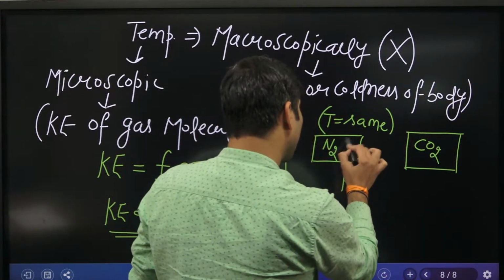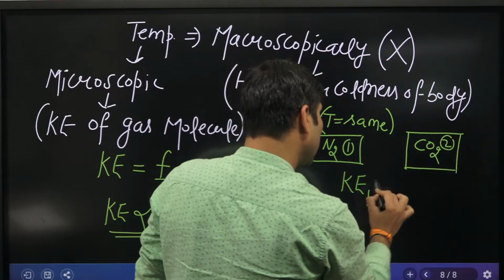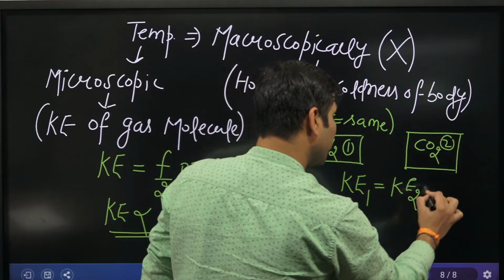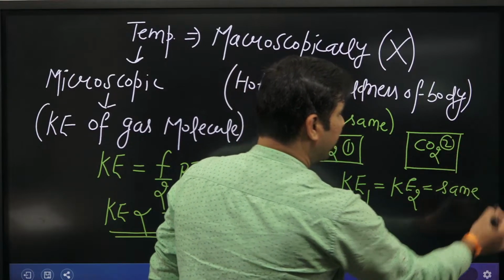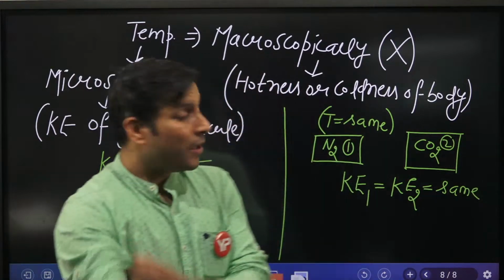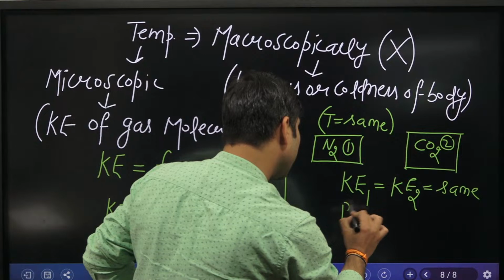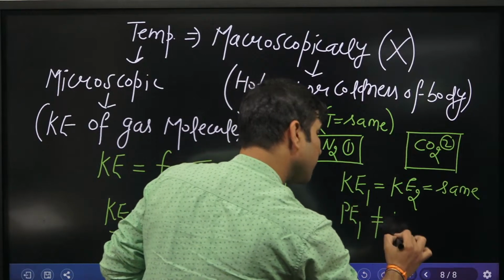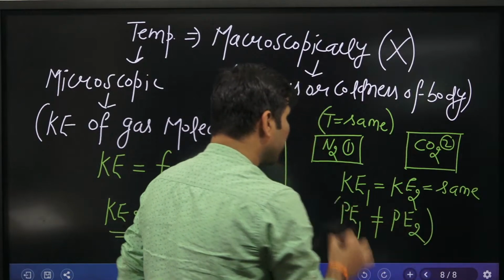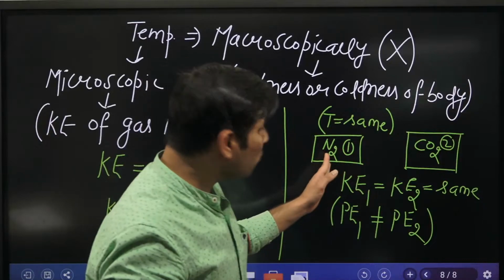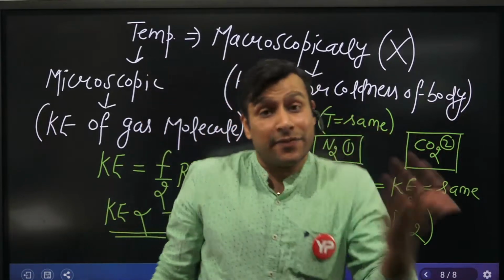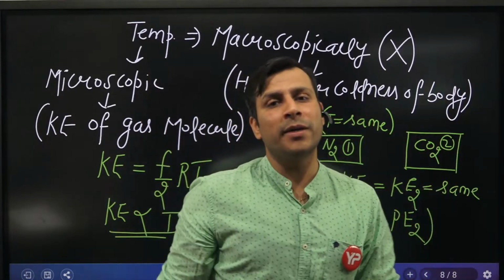Suppose this is 1, this is 2. The kinetic energy of 1 will be equal to the kinetic energy of 2. The kinetic energy of both will be the same, because both are at the same temperature. What about potential energy, guys? That is not the same. Why? Because one has nitrogen molecules and the other has carbon dioxide, different molecules, so their potential energy will be different.